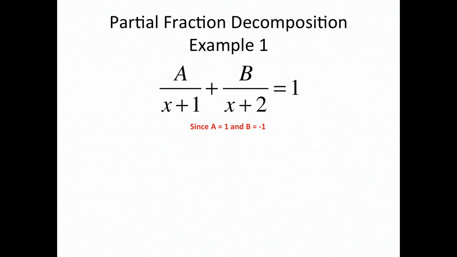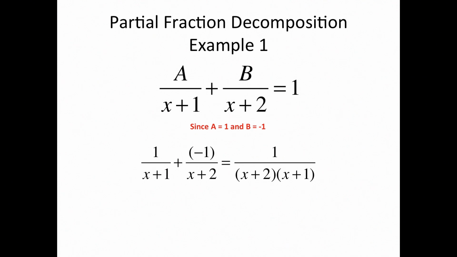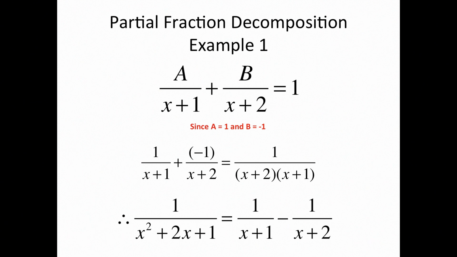And there's the original fraction that we split up, and since A equals 1 and B equals negative 1, you now know that our original fraction, which was 1 over a quadratic, equals 1 over x plus 1 minus 1 over x plus 2. That's a very simple partial fraction decomposition with a single number on top and a quadratic on the bottom. Alright, so next up is example number 2.